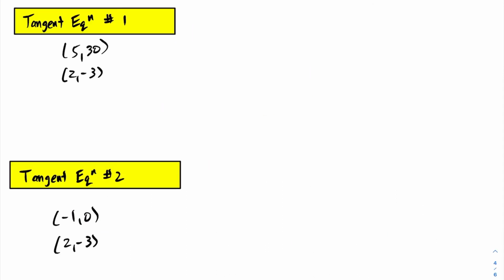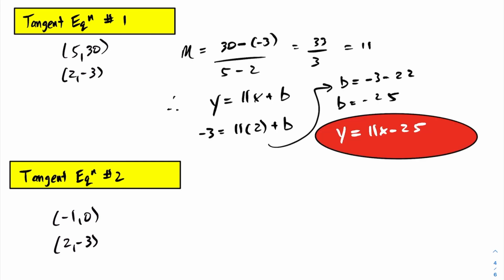So putting this together and finding our tangent equations, we have our point (5, 30) and the point given to us, (2, -3). We're going to find our tangent equation from these 2 points, and likewise for our second tangent equation. So finding our first tangent equation, we have to find our slope. Slope will be rise over run, and we get 33 over 3, which becomes 11. So the slope of the first tangent equation is 11.